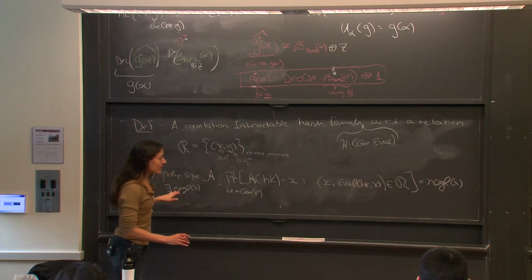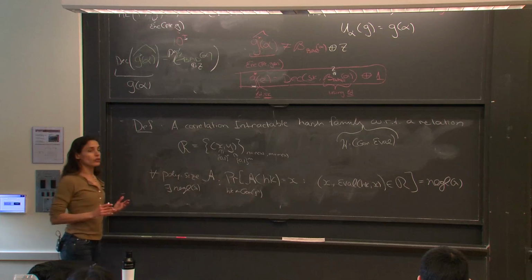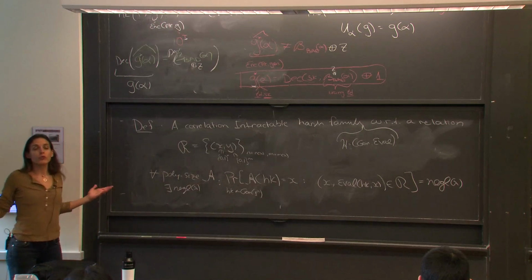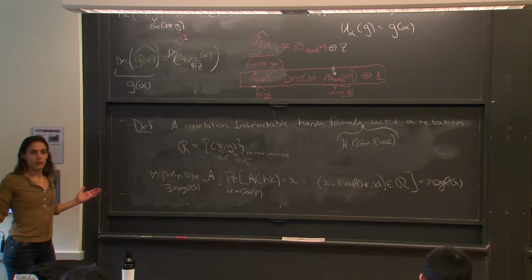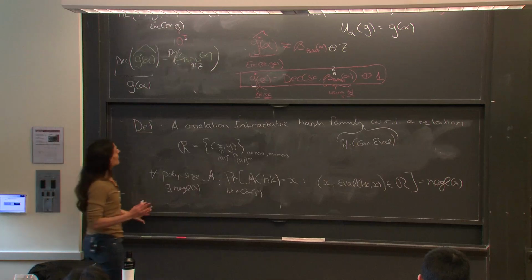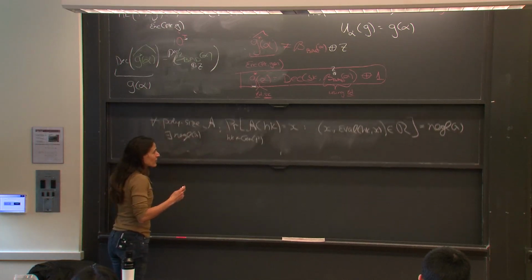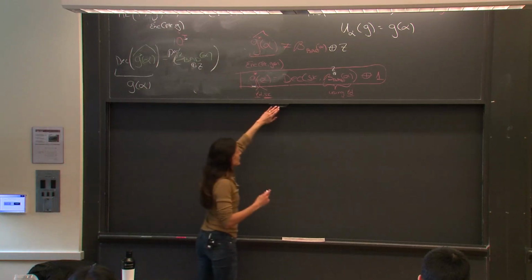So first note, this makes sense. So Mike, I want to say, do we have a correlation intractable hash family, and for which relations? Okay, so this is kind of a major open question because this is very related to Fiat-Shamir.